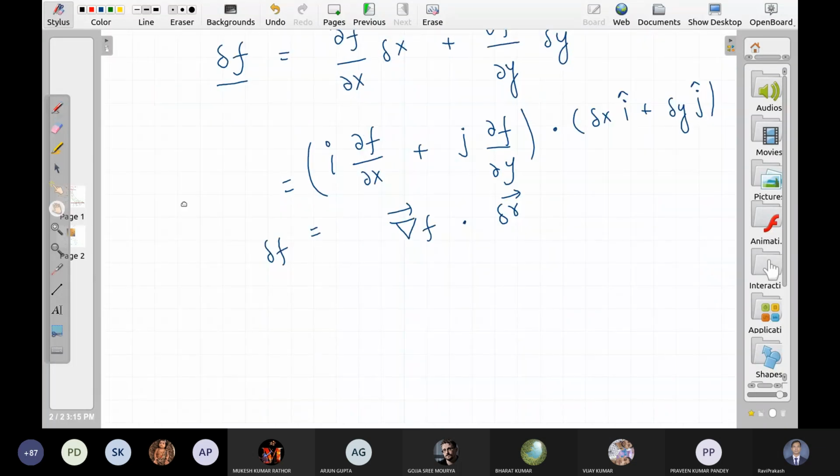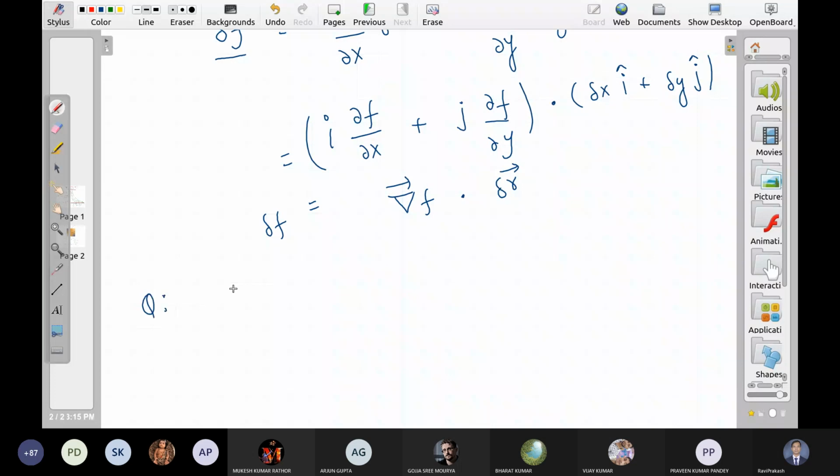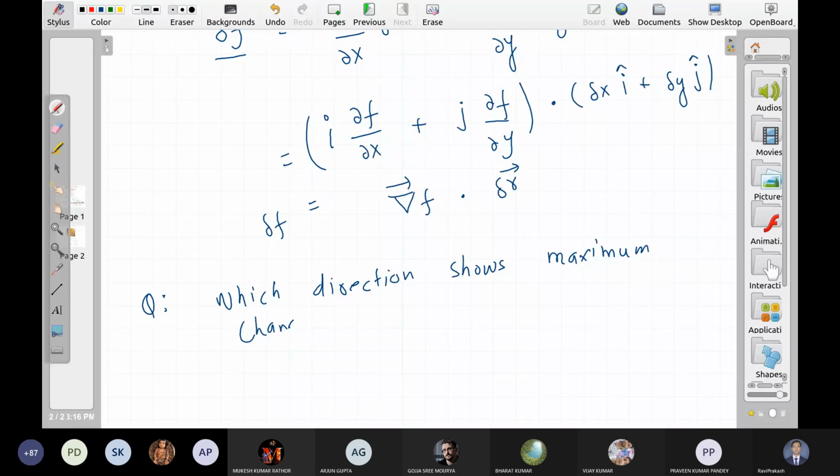Now let us try to answer some questions. Which directions show maximum change in f? So how do I find the direction where I will receive maximum change in the function? Any answer? Theta 0, sir. Sorry? So when they are parallel, sir.